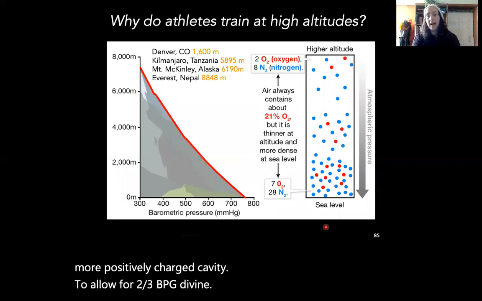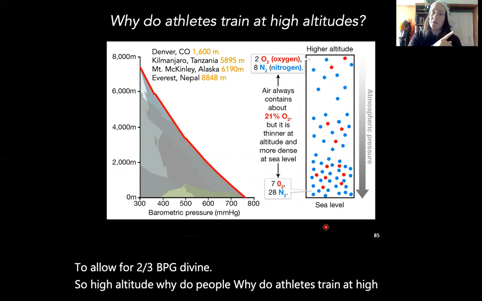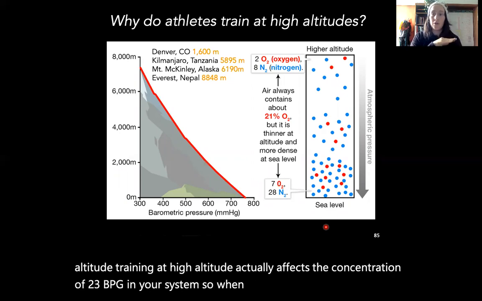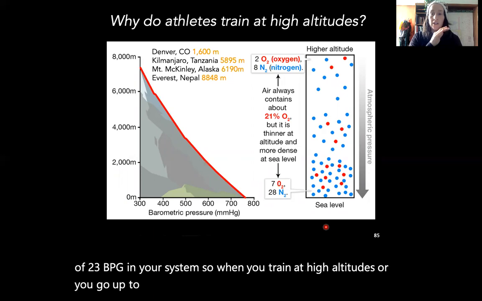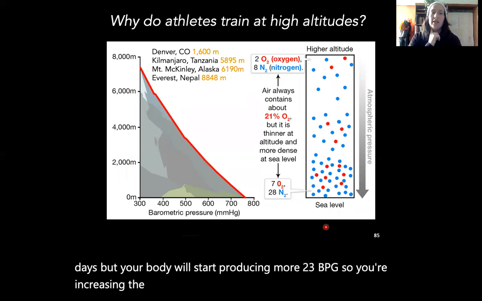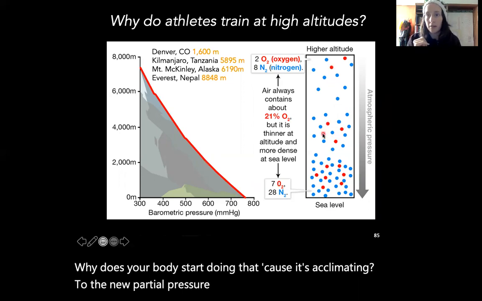Okay, so high altitude. Why do athletes train at high altitude? Training at high altitude actually affects the concentration of 2,3-BPG in your system. When you go up to higher altitudes, it takes a couple of days, but your body will start producing more 2,3-BPG. So you're increasing the concentration of 2,3-BPG. But why? Why does your body start doing that? Because it's acclimating to the new partial pressure of oxygen that's in the air.